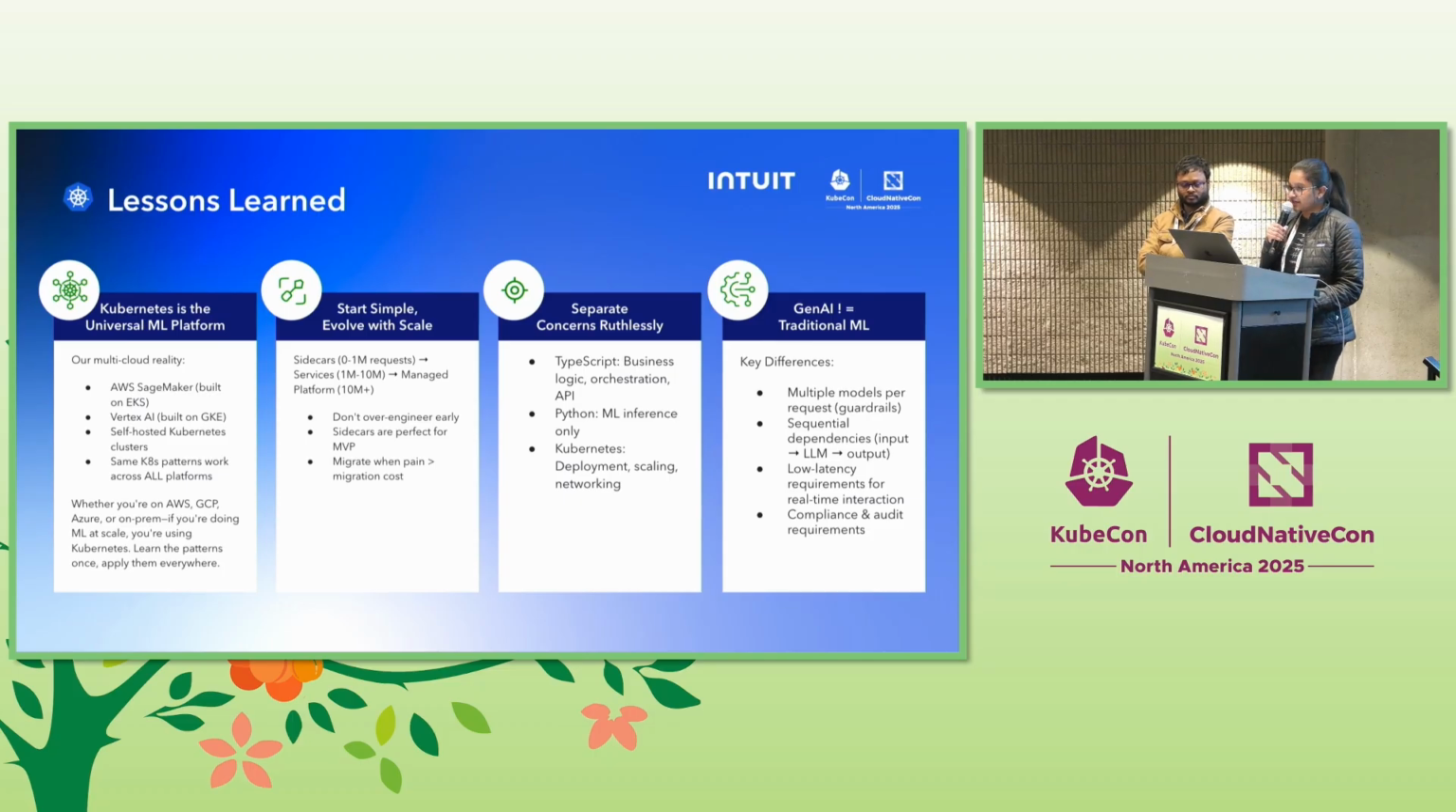The next one is to start simple and evolve with scale. Yes, we did start with sidecars for the model serving layer, but it really helped us launch quickly for an MVP and verify that our system functions well. We would recommend not to over-engineer your entire MLOps framework, but to evolve it in a fashion where you can move fast with the changing landscape of generative AI. When the pain point crosses your migration point, that's when we evolved from sidecars to Kubernetes-based services to a managed platform.